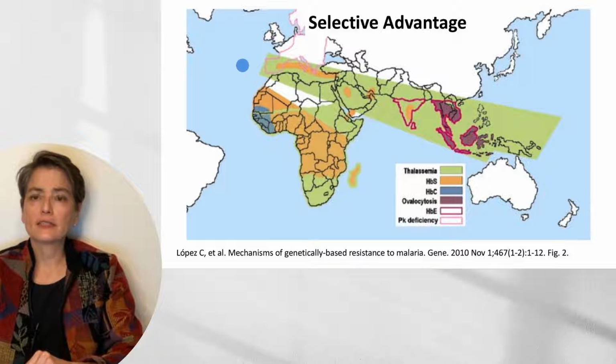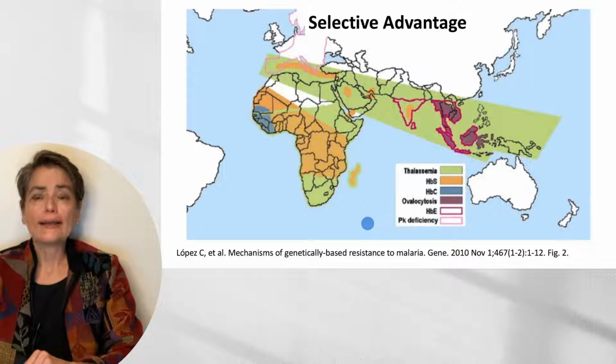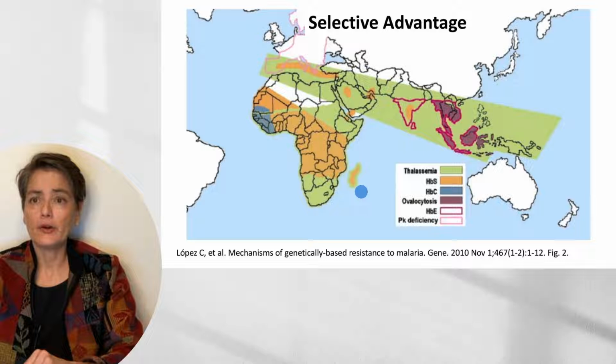This is looking at selective advantage. This is a map showing the distribution of a variety of hemoglobinopathies. And as you all know, hemoglobinopathies provide, in the heterozygote state, protection against malaria. So we're going to see an increased prevalence of these hemoglobinopathies in areas where there's pressure from malaria. Now, as you look at this, you can see in green, these are the thalassemias. So we have alpha and beta thalassemia. We have hemoglobin S, or sickle cell disease.